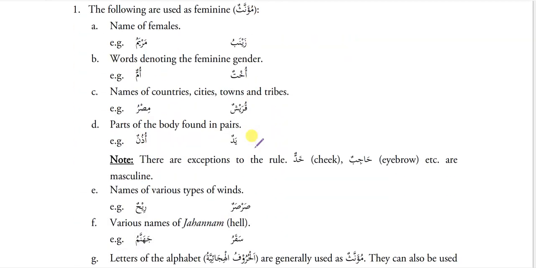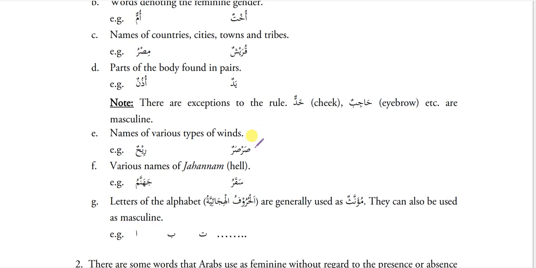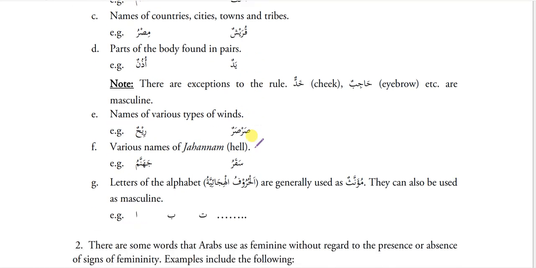The following are used as feminine: names of females like Maryam, Zainab. Words denoting the feminine gender like Ukhtun, Ummun. Names of countries, cities, towns and tribes like Quraysh or Misr. Parts of the body found in pairs like Yadun or Uznun. These are the exceptions to the rule: Khaddun, cheek, Hajibun, eyebrow, etc. are masculine. So these are exceptions. These are pairs, but they are muzakkar.